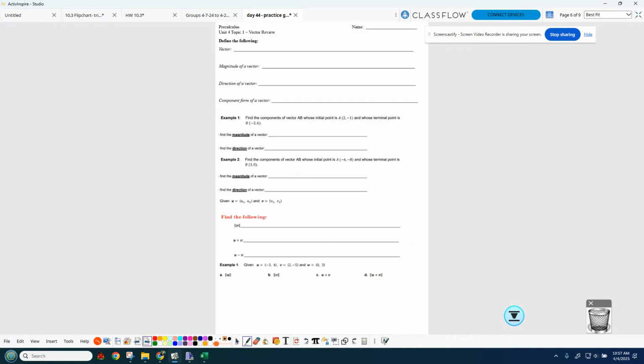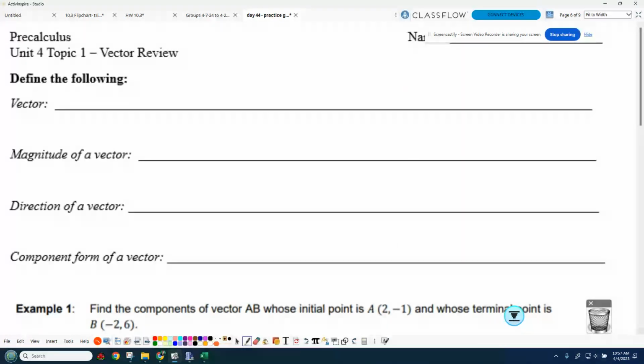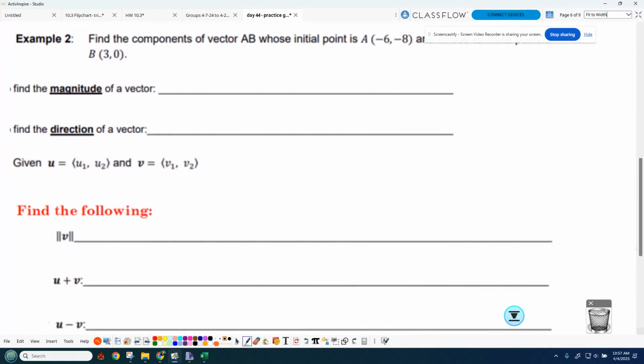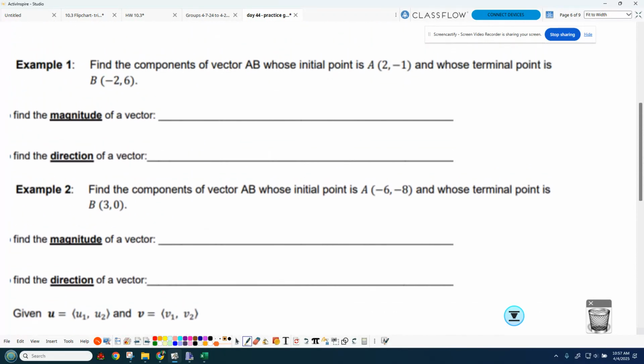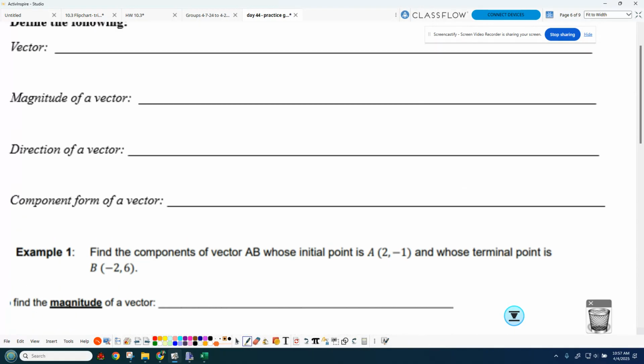All right, the packet. I want you guys to look up and write words of your own for what is a vector, what is the magnitude of a vector, direction and component form, and then start working through this stuff. All right? Talk to the people at your table. Get some insight from them.